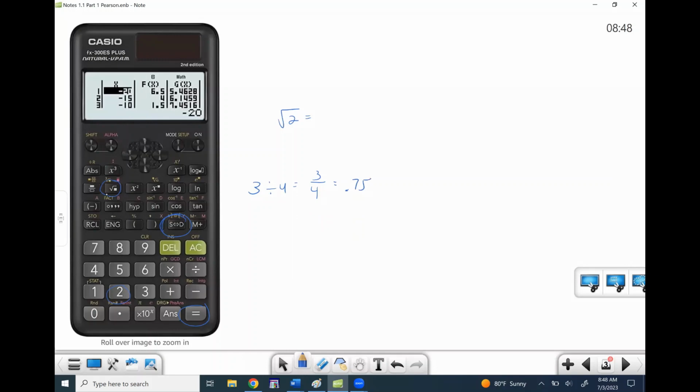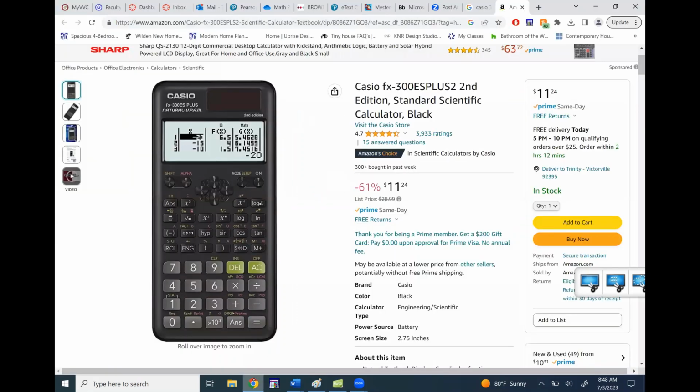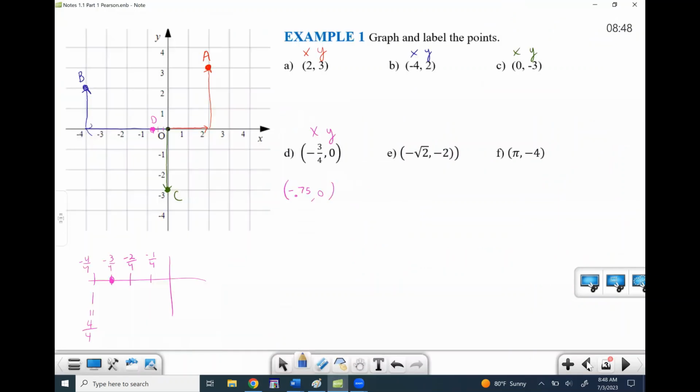So anyhow, if you put in square root of 2 equals, and then you hit the S to D button, it should put out something like 1.41, blah, blah, blah. It's going to be a long decimal that goes on forever. So we'll just use 1.4-ish, you guys, okay? 1.4 is going to be what we use, okay? All right. So I'm going to go ahead and rewrite this ordered pair as (-1.4, -2), x comma y.